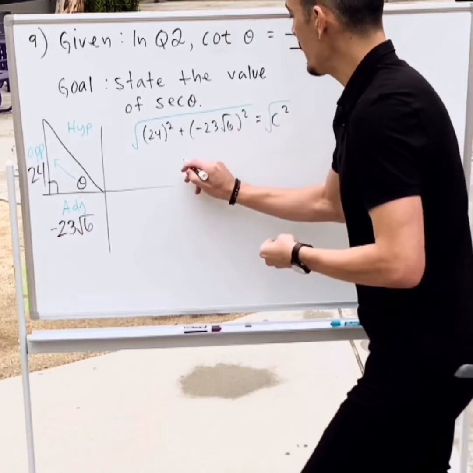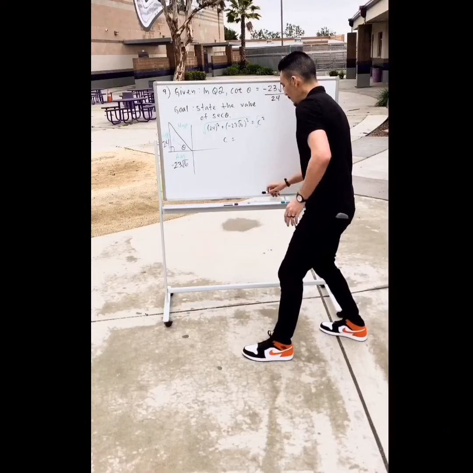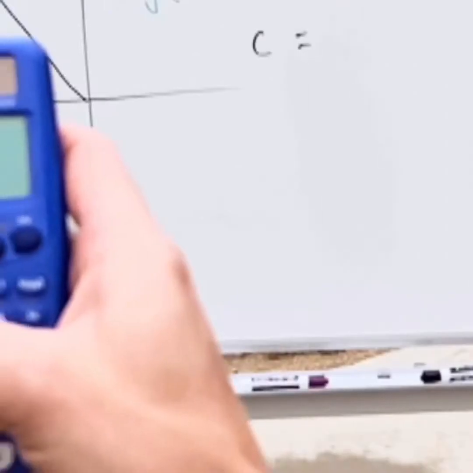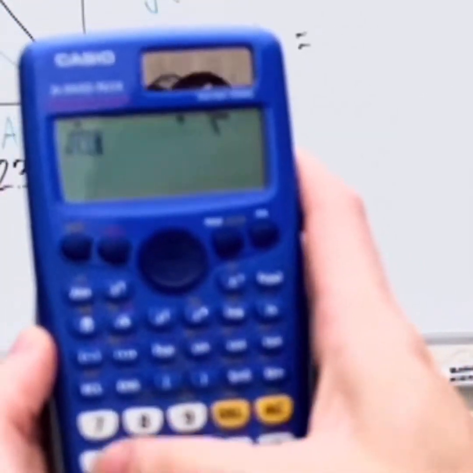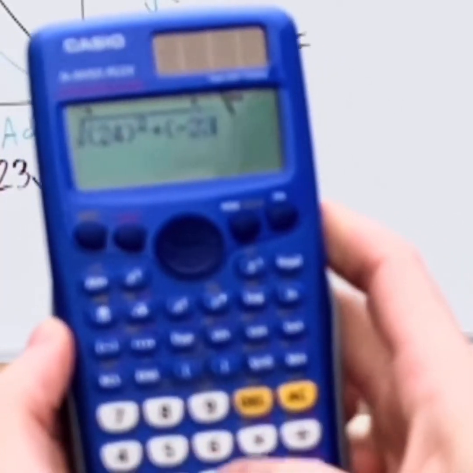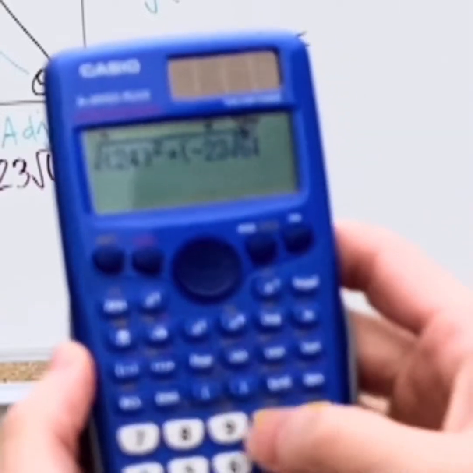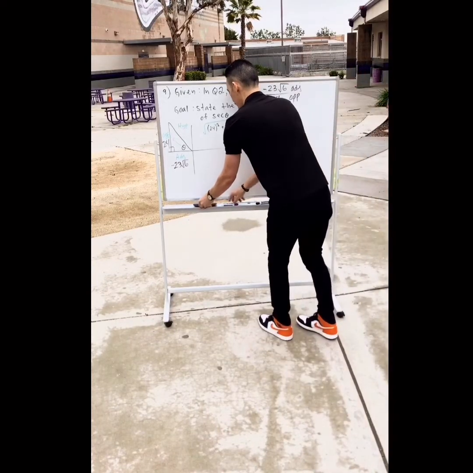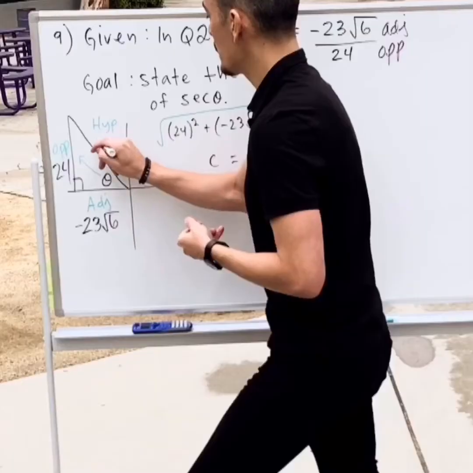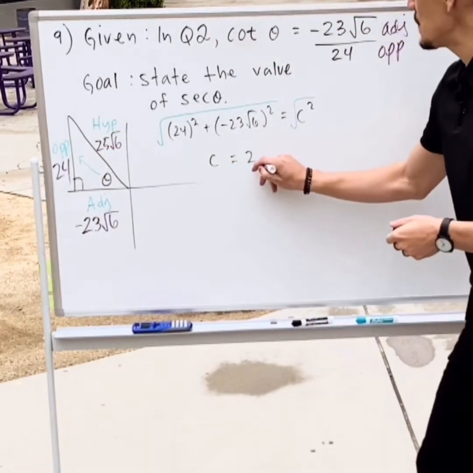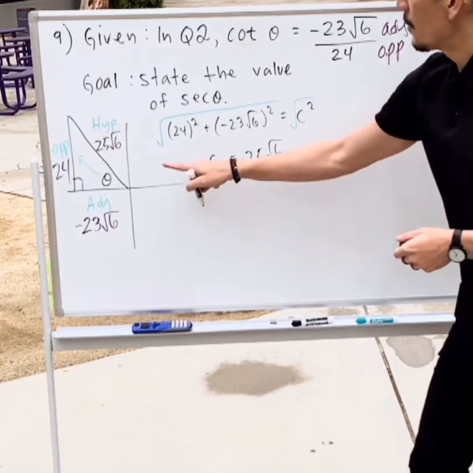It means that it's just going to be c equals, well, let's go to our Casios and let's type this in. So we have square root, we have 24 squared plus -23 square root 6 squared, square rooted, 25 square root 6. There we have it. So we have 25 square root 6. Now let's finish this problem. So that was c, right? 25 square root 6, which is the hypotenuse.